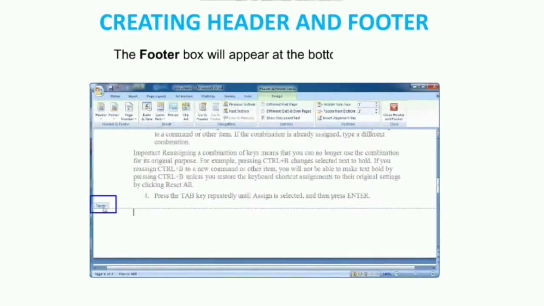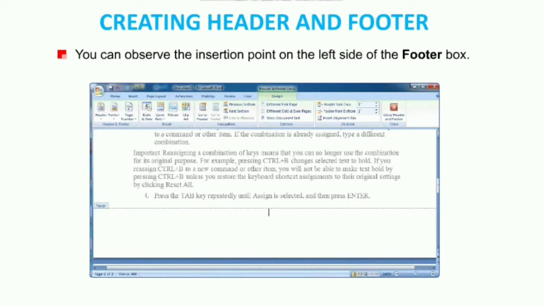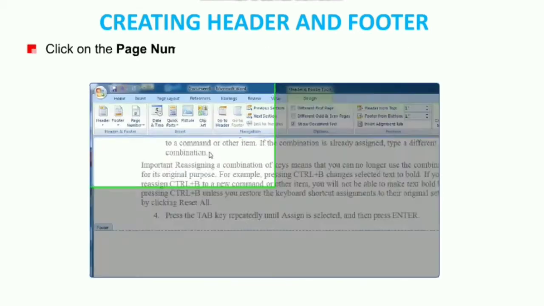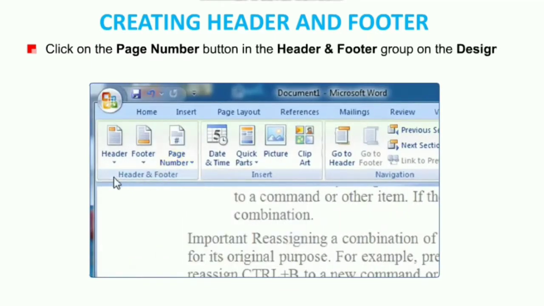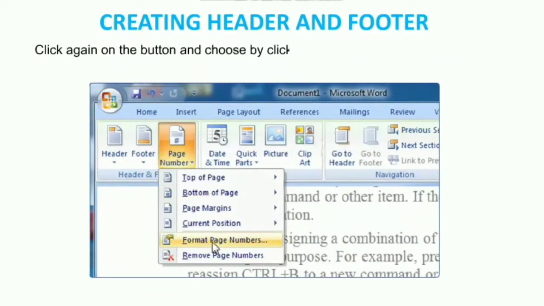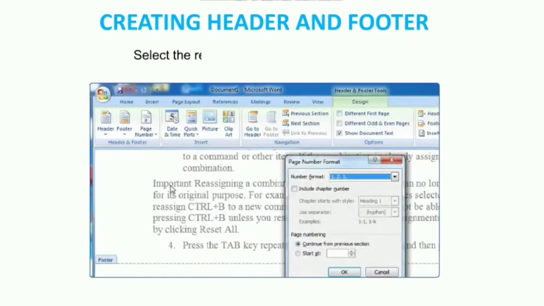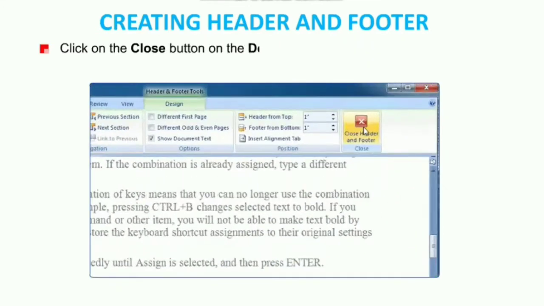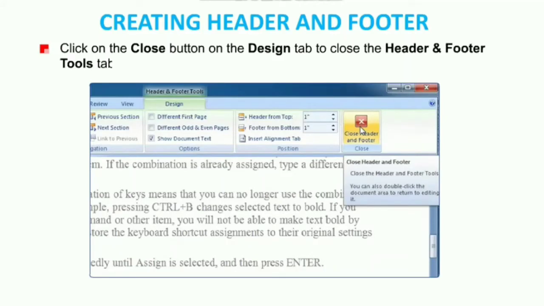The footer box will appear at the bottom of the page. You can observe the insertion point on the left side of the footer box. Press the Tab key, the insertion point will jump to the center of the page. Click on the Page Number button in the Header and Footer group on the Design tab and choose the format. Click again on the button and choose the Format Page Numbers option. Select the required format from the dialog box. Click on the Close button on the Design tab to close the Header and Footer Tools tab.